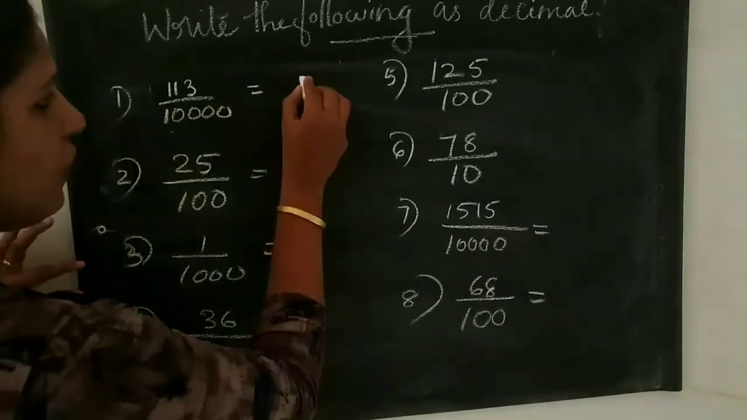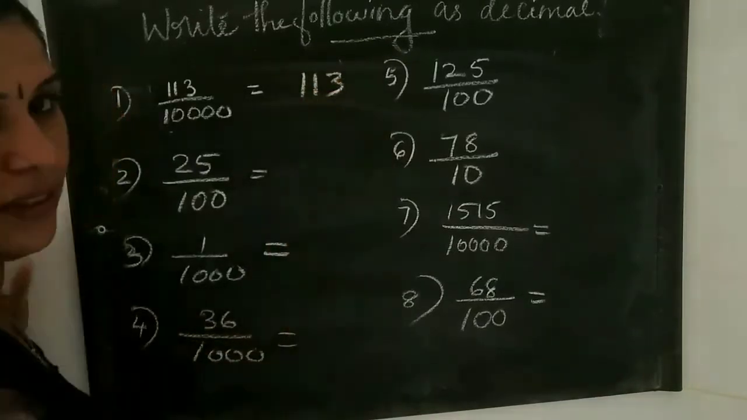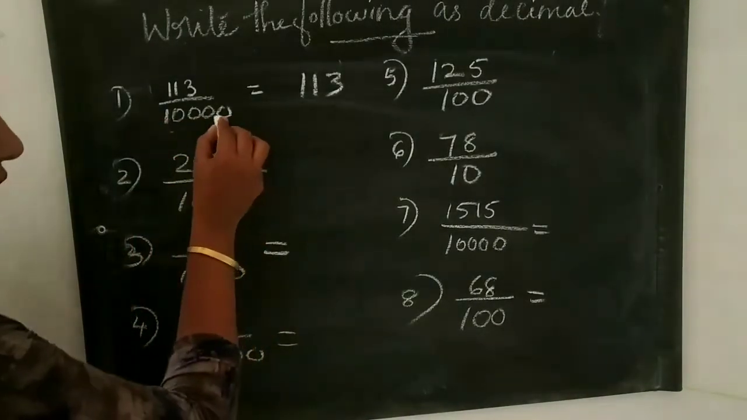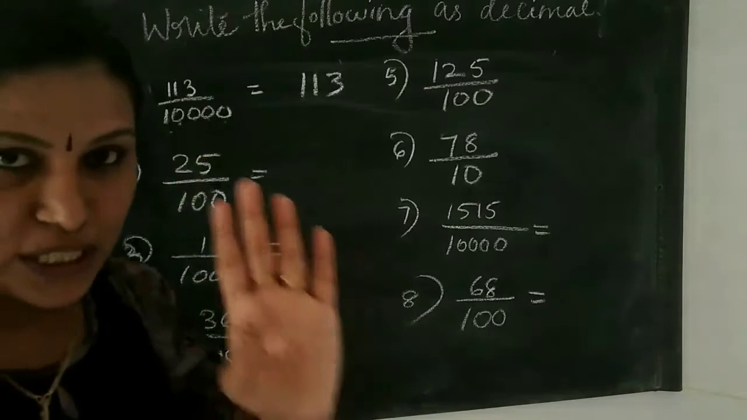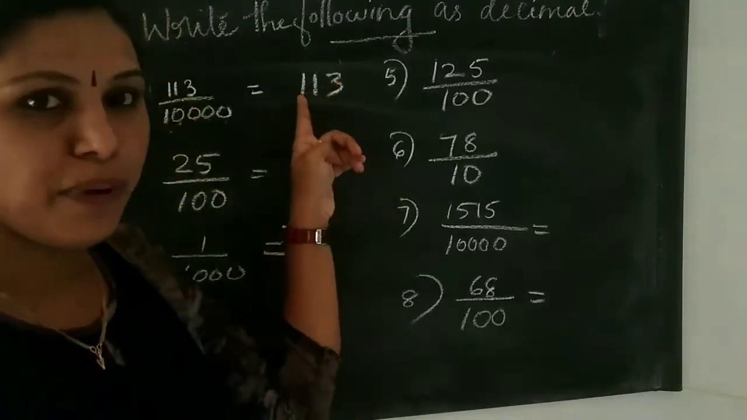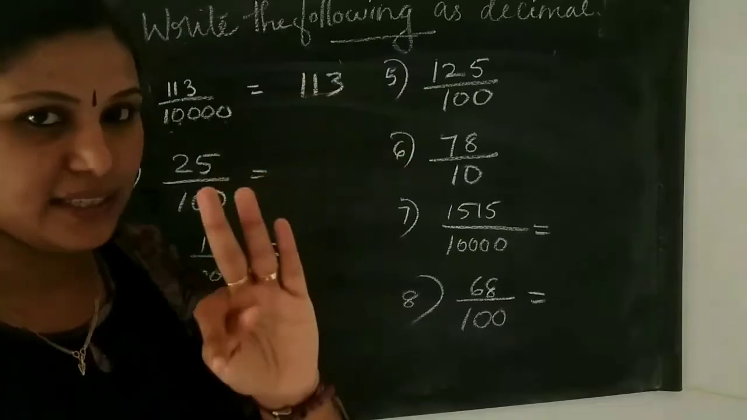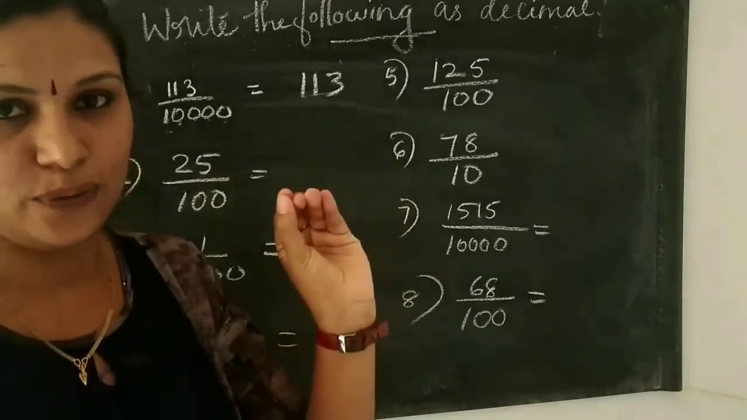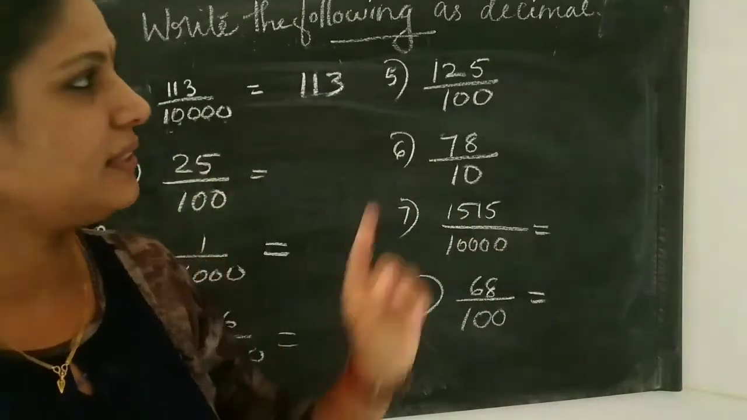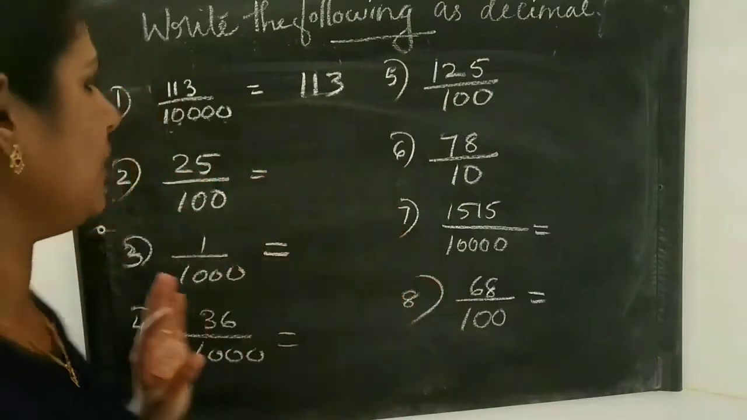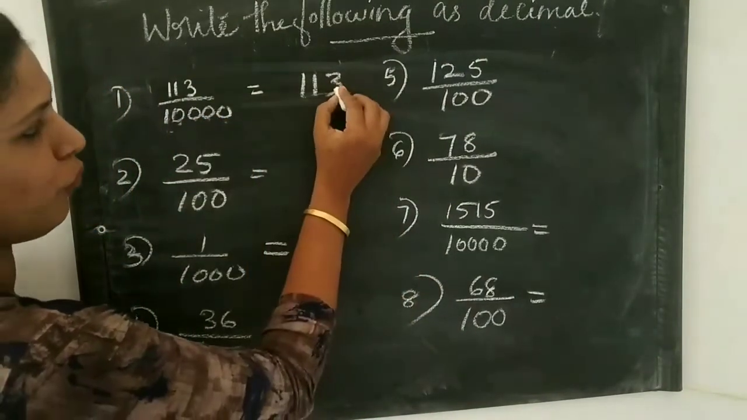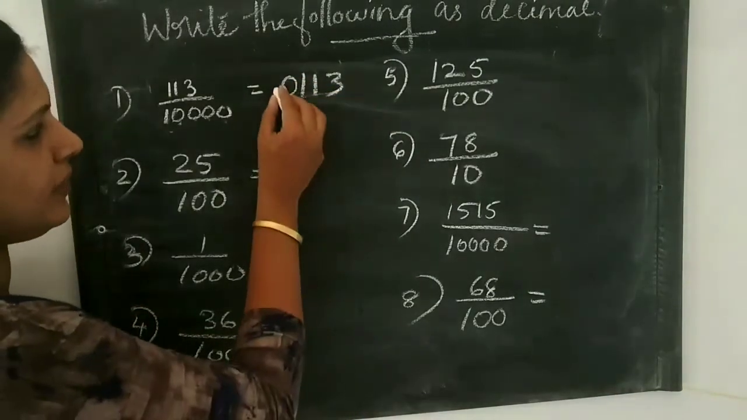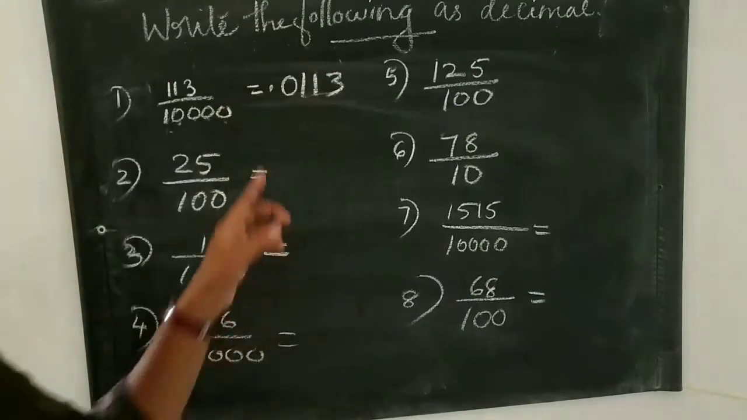First we write this 113. Then next you count how many zeros are here. That is 1, 2, 3, 4. 4 zeros are here. So we need 4 place values here. But here only 3 place values. So we put the next place value as a 0. Then put the decimal point. So here 1, 2, 3, then the fourth place is 0. Then we put the point. That is how to write this.